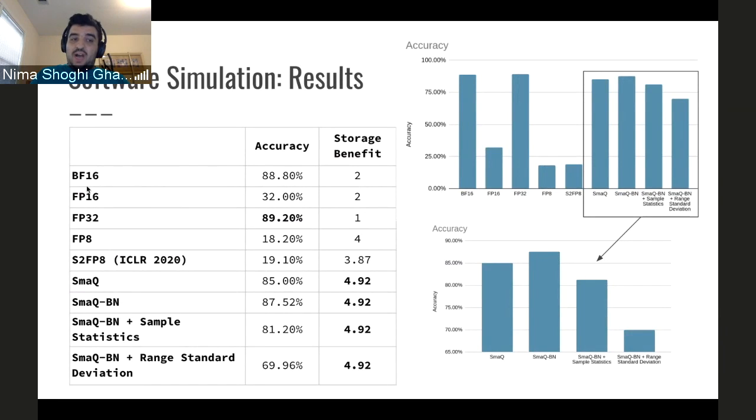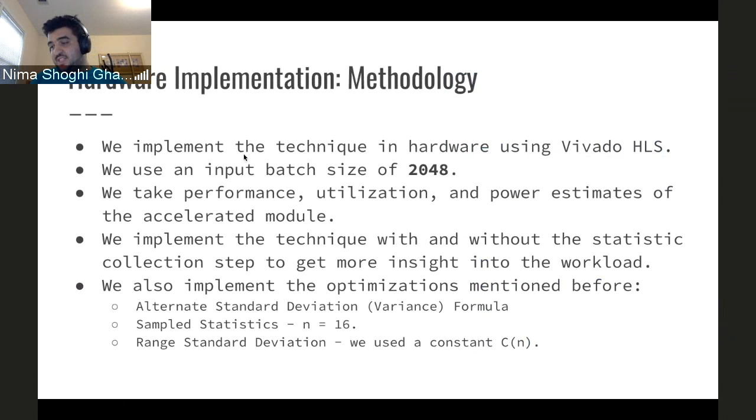These are the results. I've compared them to networks with different encodings. BF16, FP16, FP32, and FP8 are popular floating point formats. Shifted and squeezed FP8 is a paper that got accepted into ICLR 2020, and that's another one that we wanted to compare to. And SMAQ is our original method, and the batch normalized support, as we see, does better. Out of all of this, our method does the best while maintaining a very good accuracy, very, very close to BF16 and FP32.